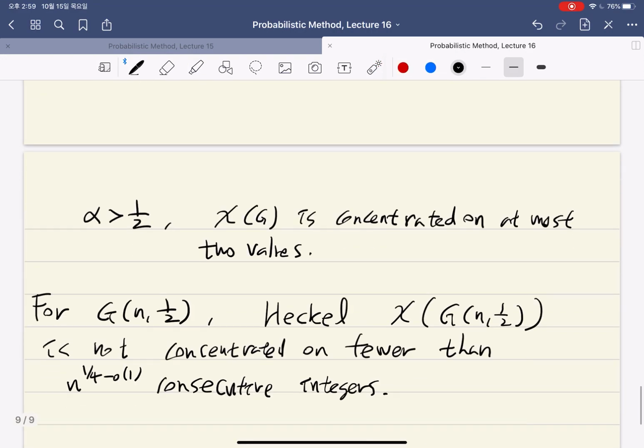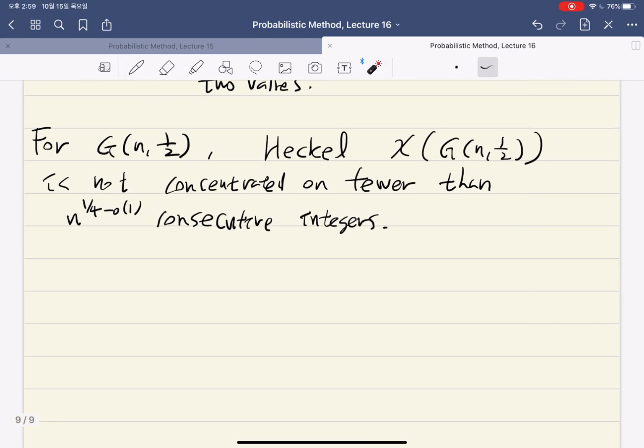So this is about the chromatic number of random graphs. And then in the next video, we will start considering the concentration around the median instead of the expectation.